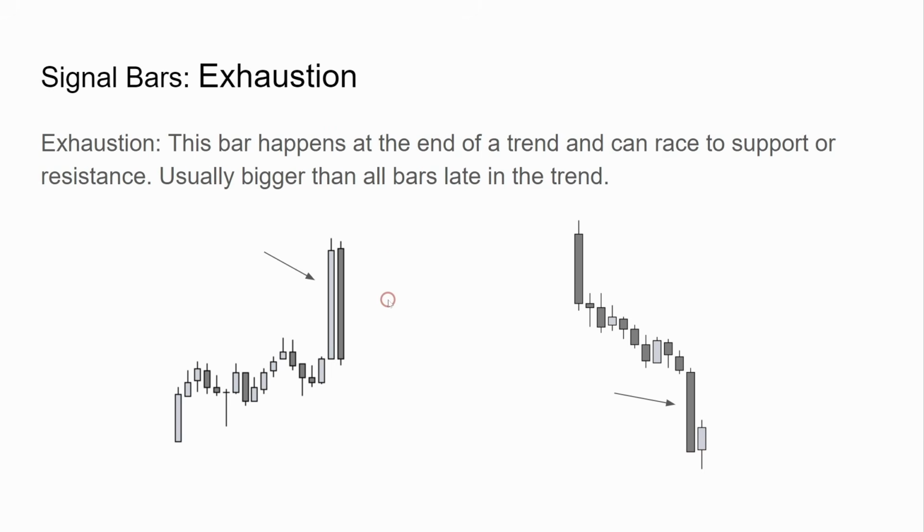These are signs of an exhaustion bar, and the trader should think about closing his position and waiting for a new setup.